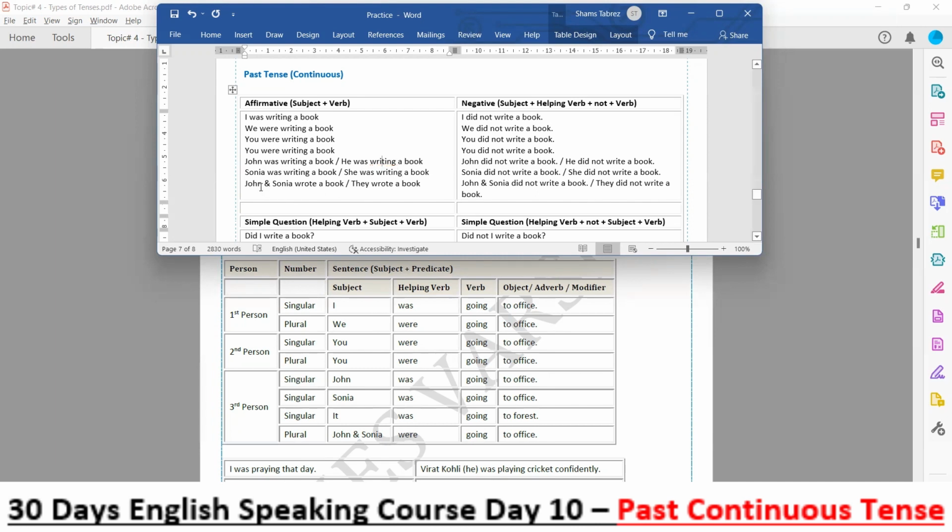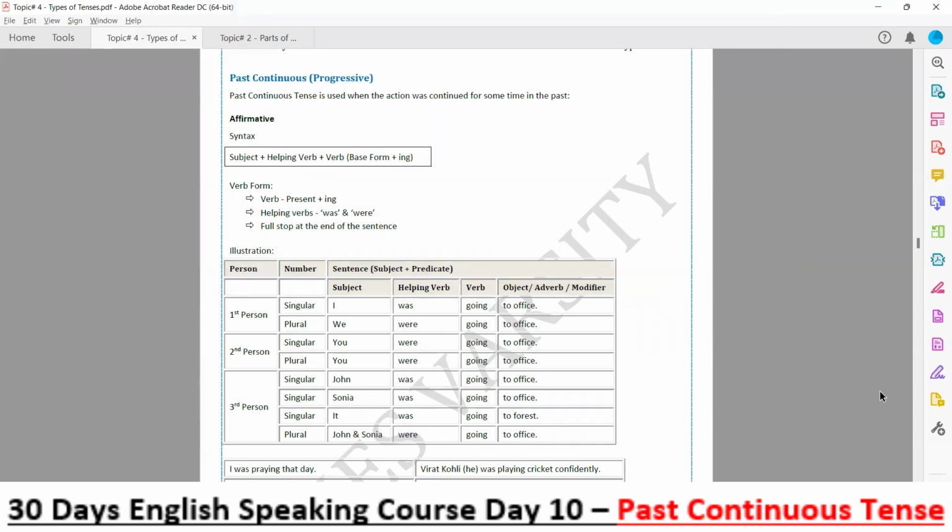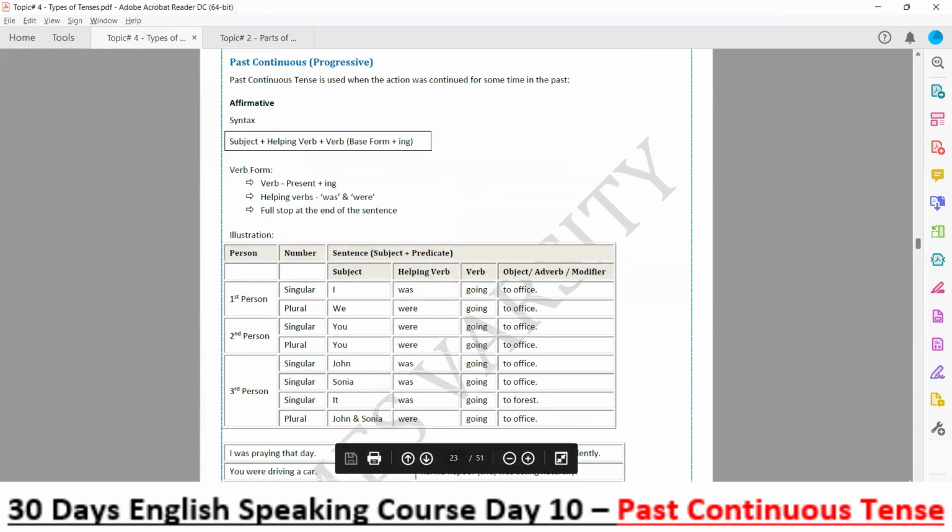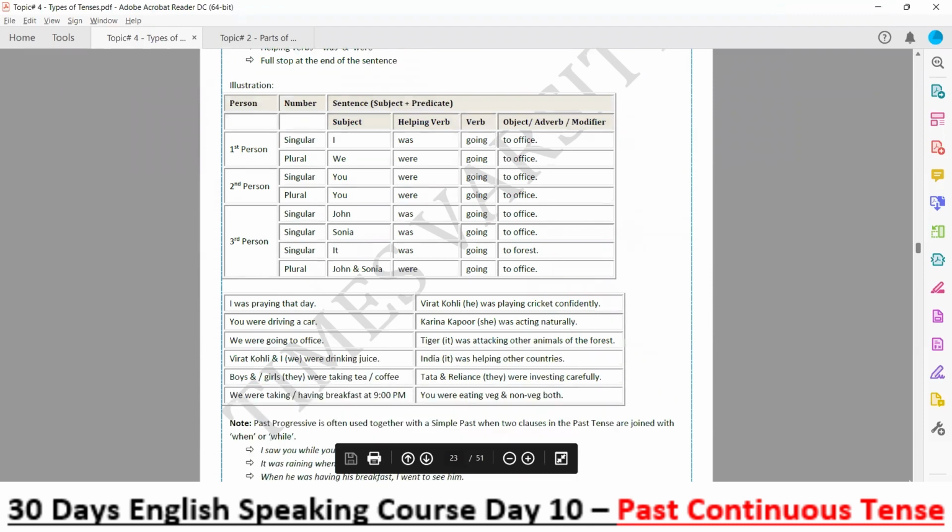John and Sonia were writing a book. Yes, because it is third person plural. For third person plural, were is used, and here same thing: they were writing a book. Perfect. All right, so that is the past tense affirmative sentence. Let's discuss how to make a negative sentence in past tense.